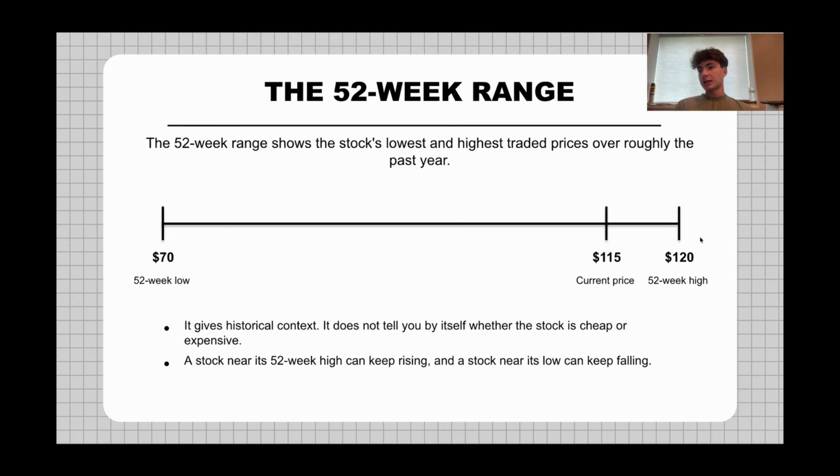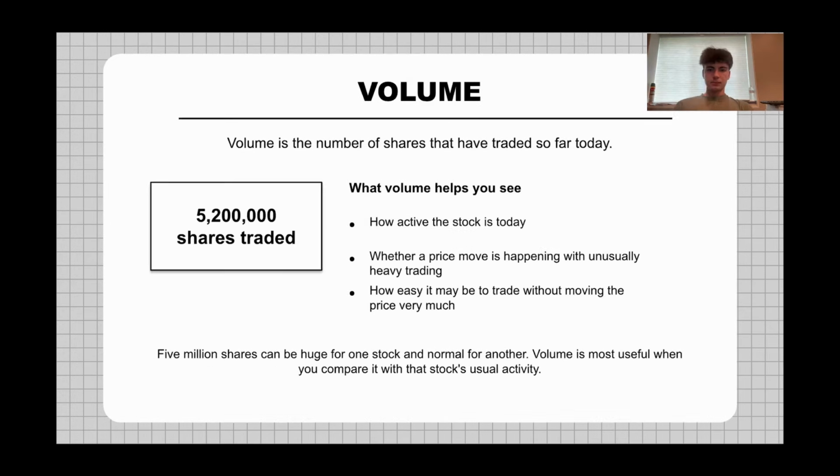So, a stock can continue making new highs. It can continue making new lows. This range just gives you some context about where the stock is. It does not tell you what happens next.